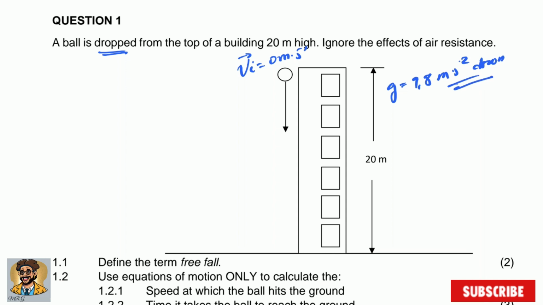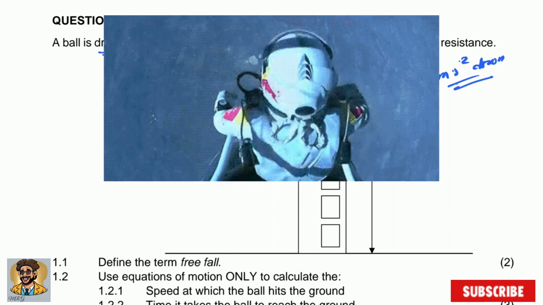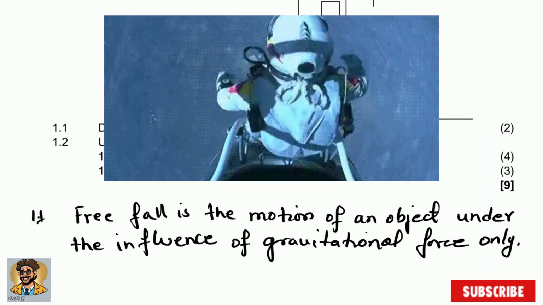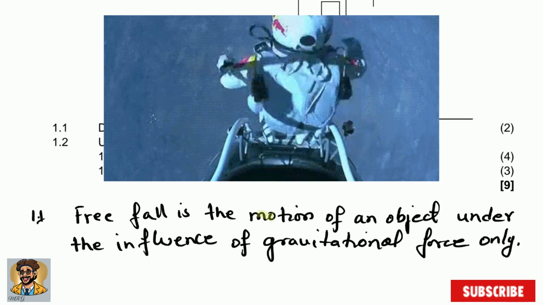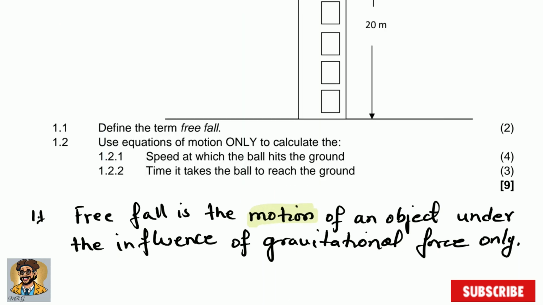Question 1.1, define the term free fall. Free fall is the motion of an object. Remember, free fall is motion, while projectile is an object, so be careful with those two definitions. Free fall is a motion of an object under the influence of gravitational force only. This is very important, so you cannot leave out this part, gravitational force only. The only force acting on that object will be the gravitational force. That is why it's a free fall.